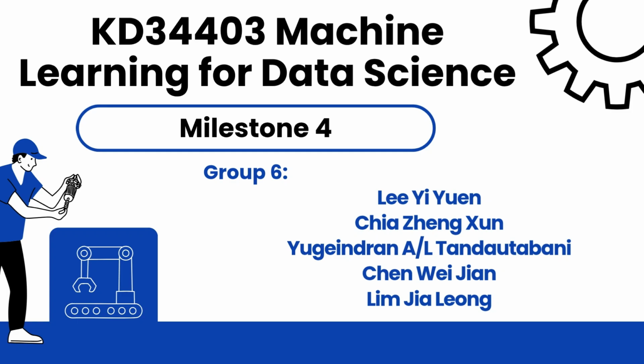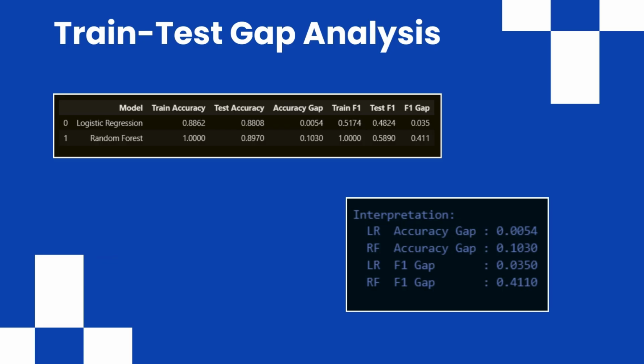I am Chia Zheng Xun from Group 6, who will be presenting Milestone 4 for our group project. Our objective is to diagnose and overcome overfitting in our two models, logistic regression (LR) and random forest (RF). We started with a train-test gap analysis.